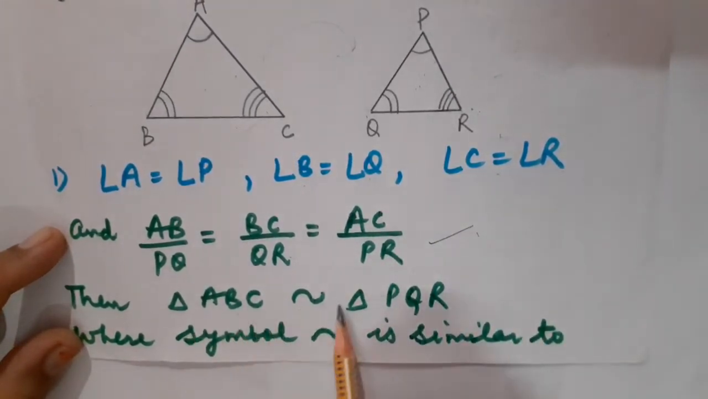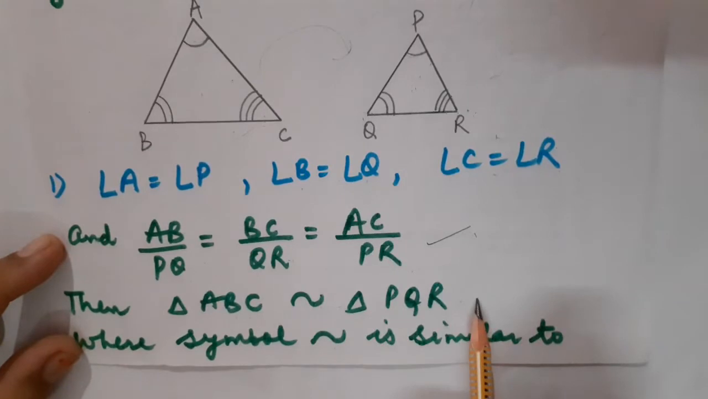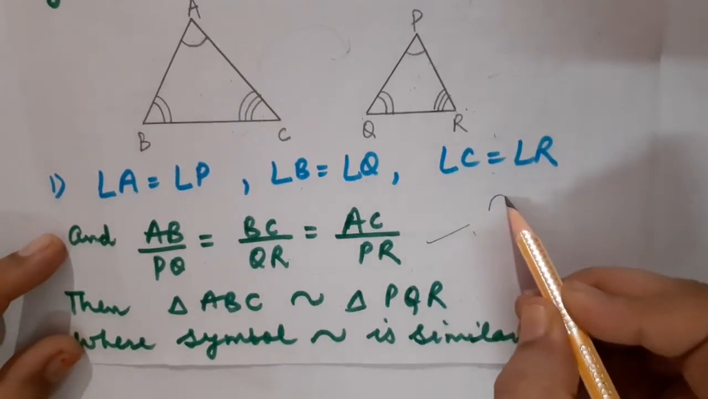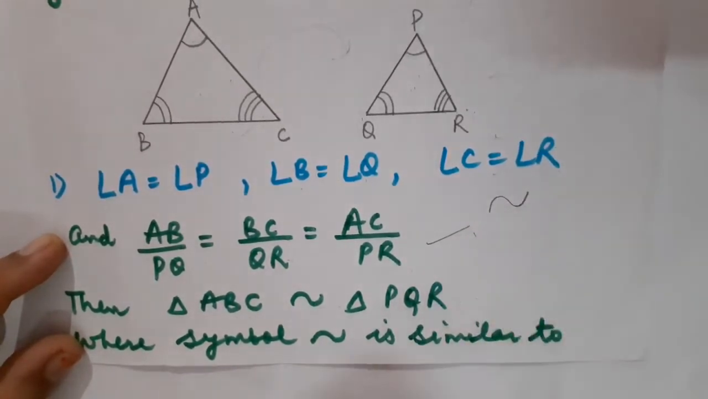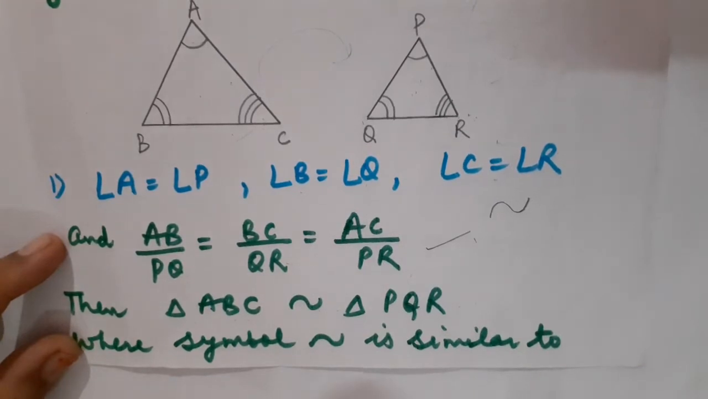Then, as both the conditions are satisfied, we can say that triangle ABC is similar to triangle PQR. And I have just told you that this curved sign is the symbol of similarity. Okay.